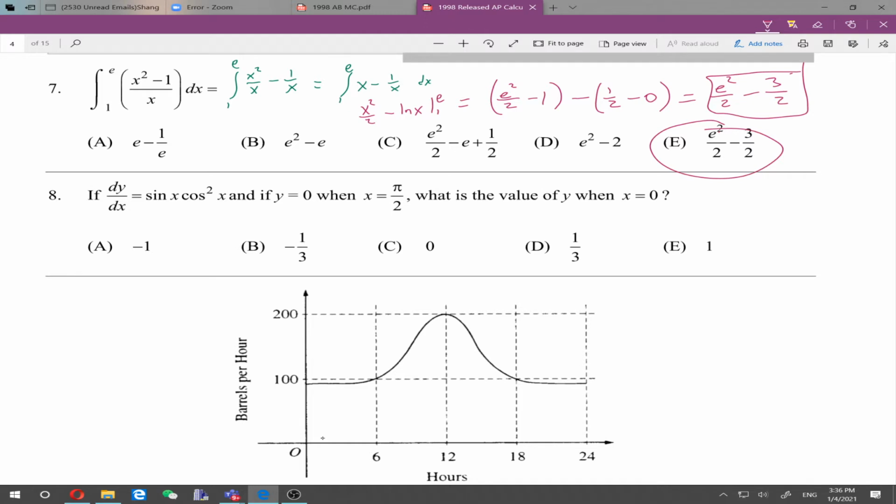All right. For 8, our derivative is sine times cosine squared. And we know y is 0 when x is pi over 2. I want to know the value of y when x is 0. What do I need to do first?